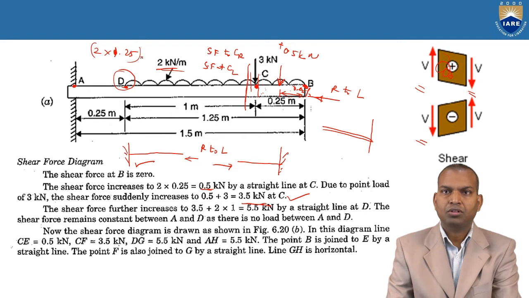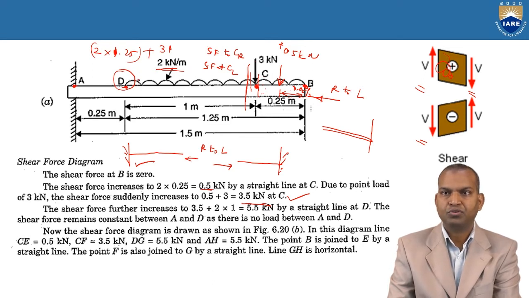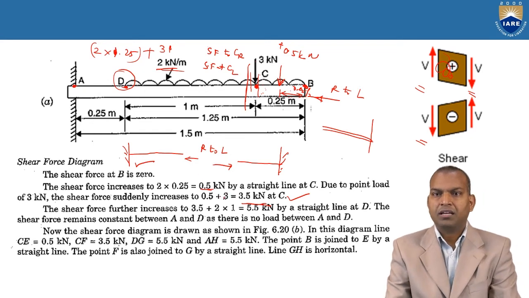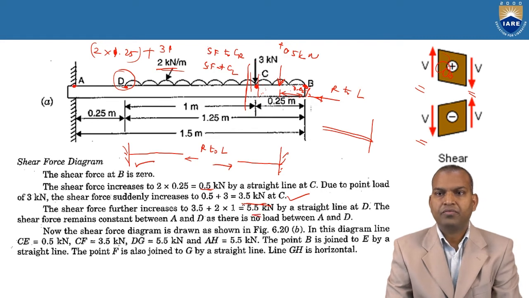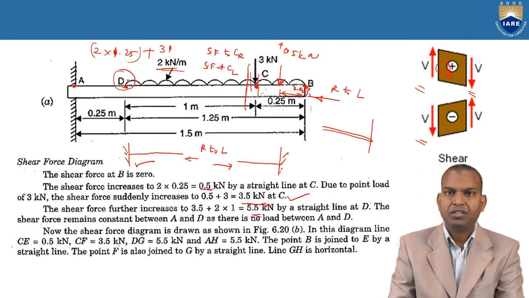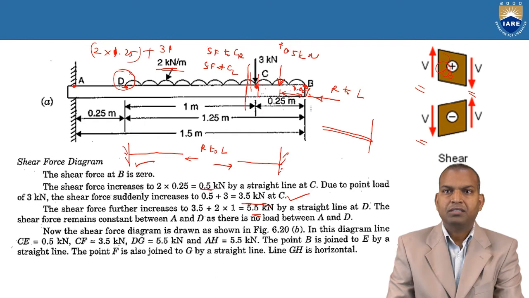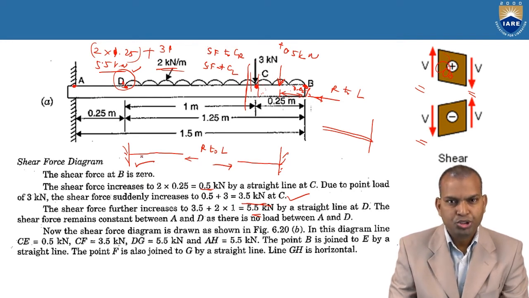That is the total load, plus the 3 kilonewtons also acting over there. The effect of the 3 kilonewtons will also be there up to here. So what is 2 into 1.25 plus 3? Then the total comes as 5.5 kilonewtons up to here, at point D. 2 into 1.25 is 2.5, plus 3, that is 5.5. That means at point D, 5.5 kilonewtons.